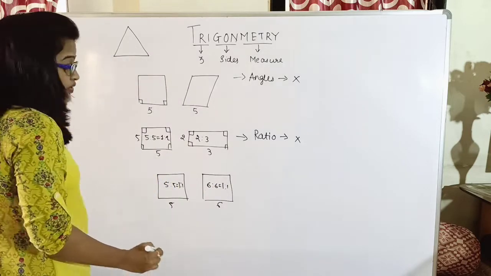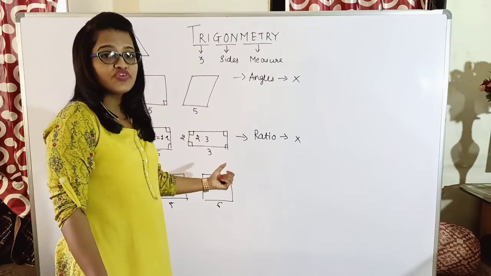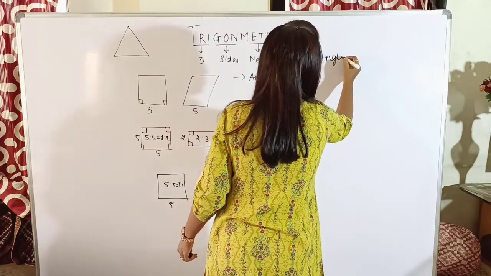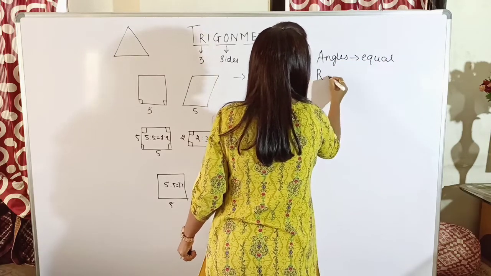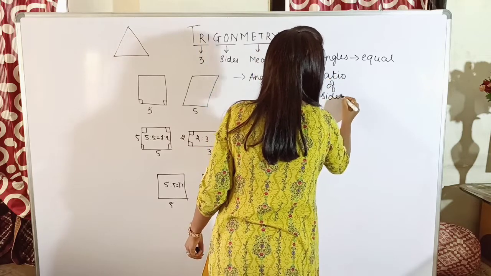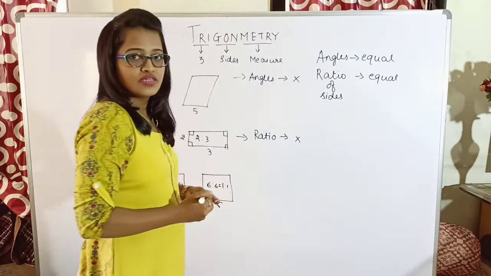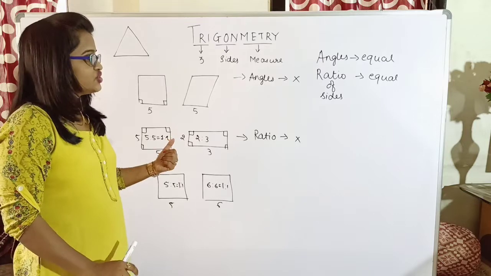I hope now you are getting what I'm trying to say. Two figures are said to be similar when their angles are equal, and second, when their ratios of sides are equal. Two figures are said to be similar when the angles are equal, as well as the ratios of sides are equal.